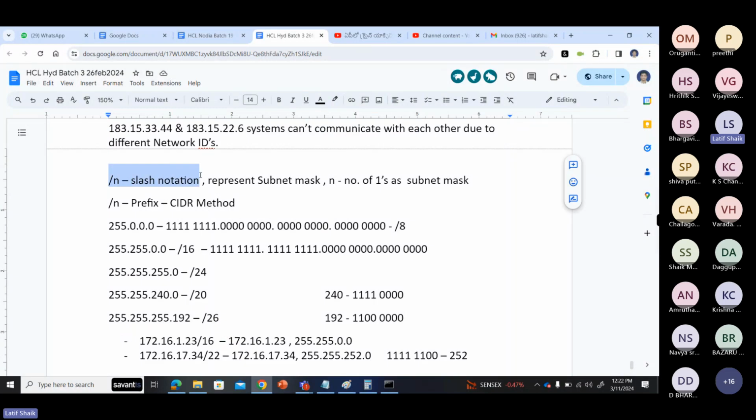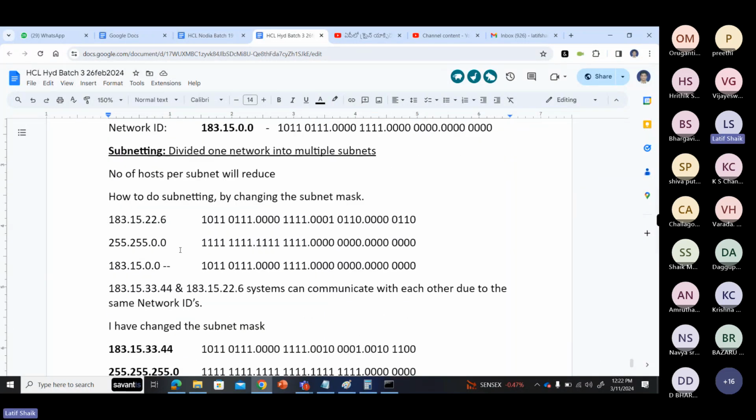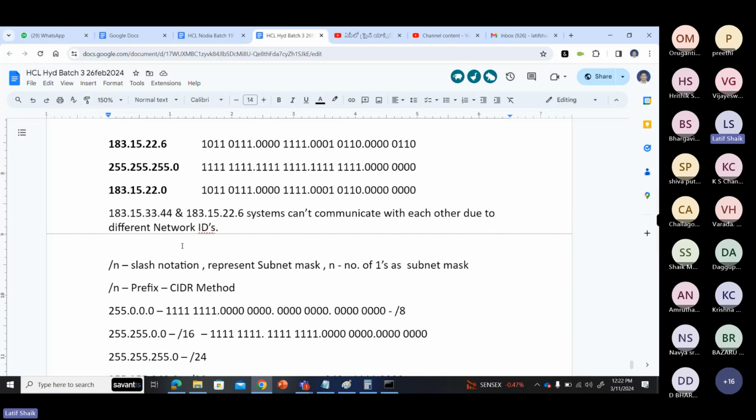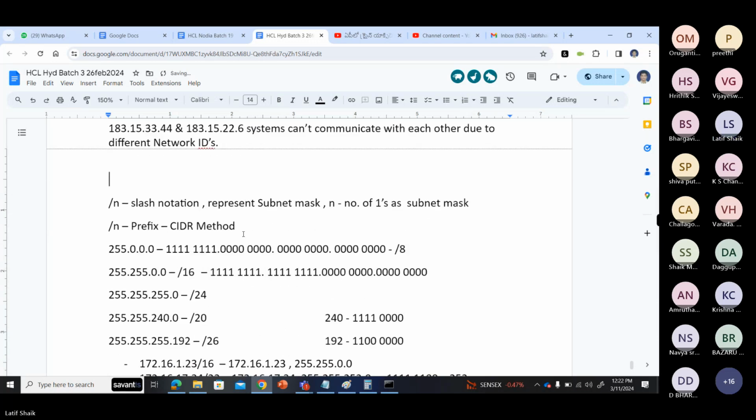What is a slash notation? Guys, if you have an IP address, how to write an IP address with the subnet mask? For example, you are telling your IP address, I'm telling my IP address. So how to tell an IP address? Always with a subnet mask.